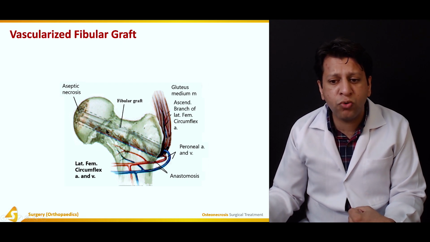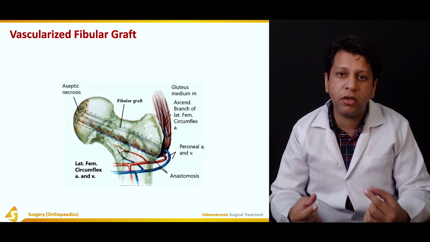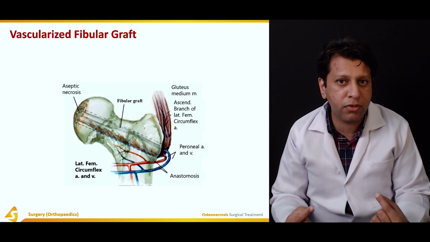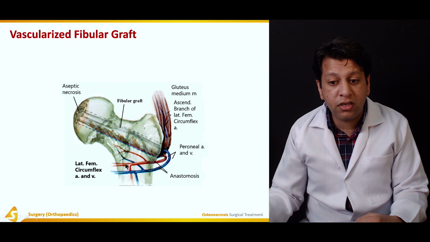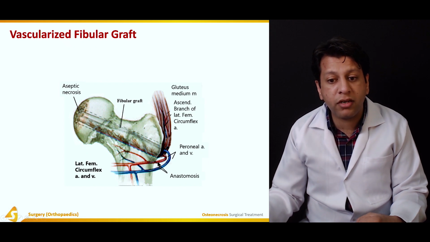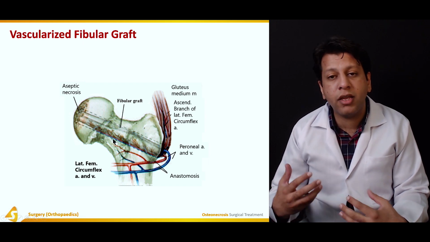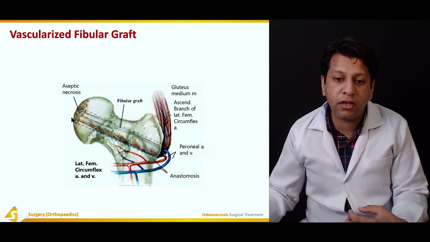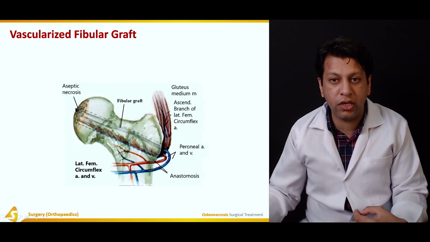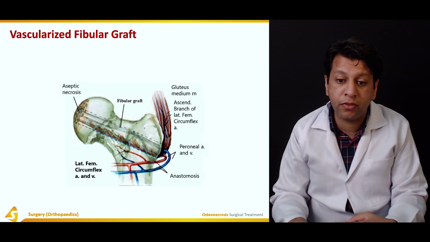Once the dead bone is removed, then with the help of a plastic surgeon, the fibula is taken out. The middle third of the fibula can be taken out along with its blood supply. It's re-anastomosed with the blood supply over here, and this fibula can be plugged into the window created by the reamer. So it acts as a vascularized graft or vascularized bone, which can induce growth over this area. This is the vascularized fibular graft technique.